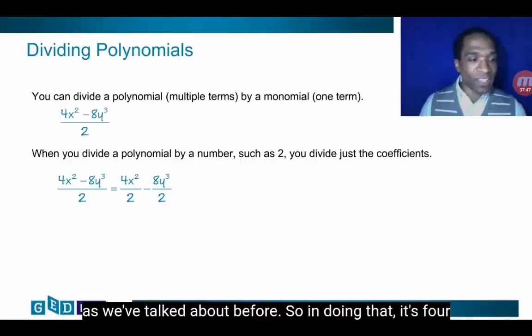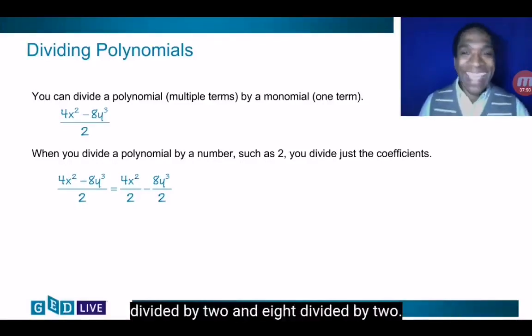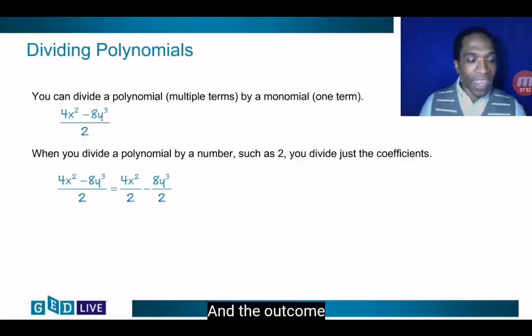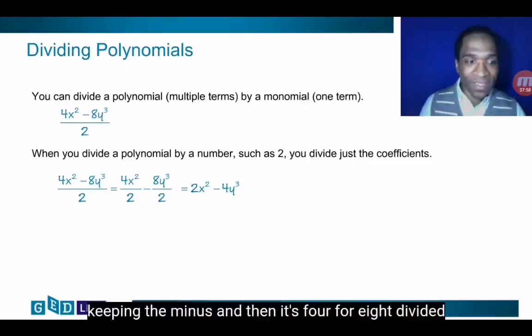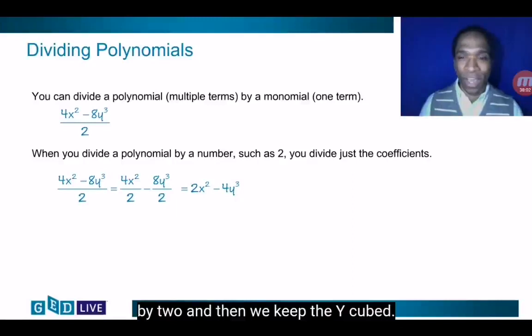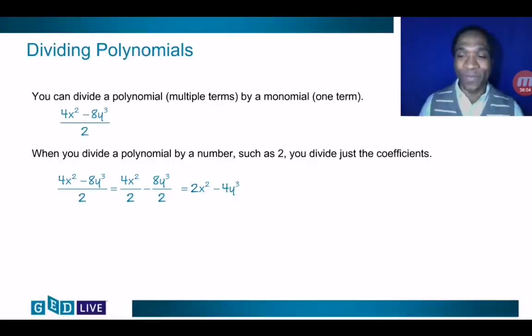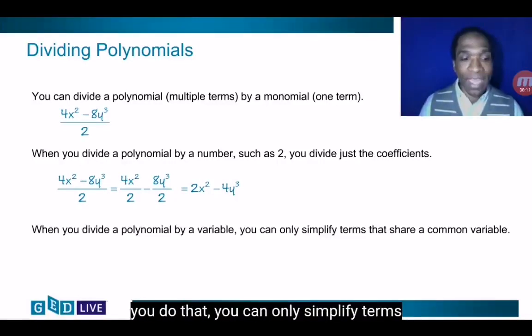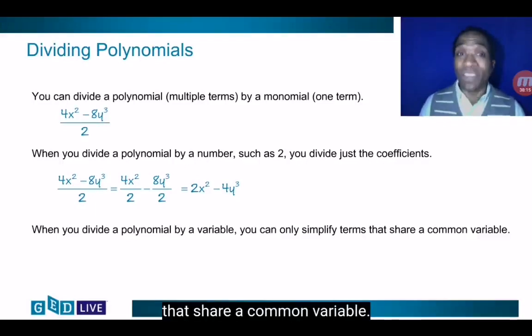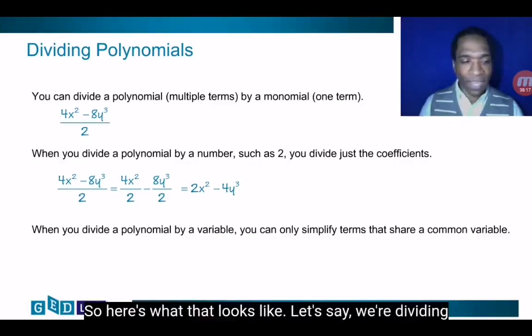So in doing that, it's 4 divided by 2 and 8 divided by 2. And the outcome is 2 for 4 divided by 2, keeping the x squared, keeping the minus. And then it's 4 for 8 divided by 2, and then we keep the y cubed. Now, we can also divide polynomials by a variable, but when you do that, you can only simplify terms that share a common variable. So here's what that looks like.